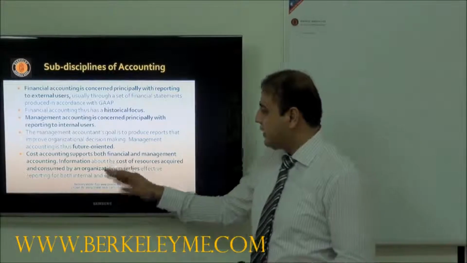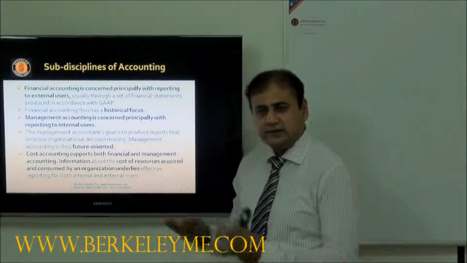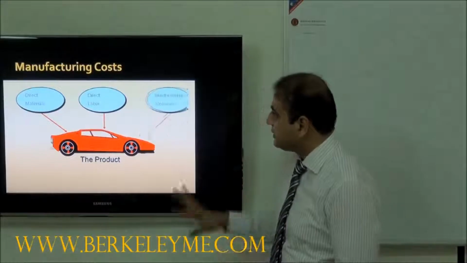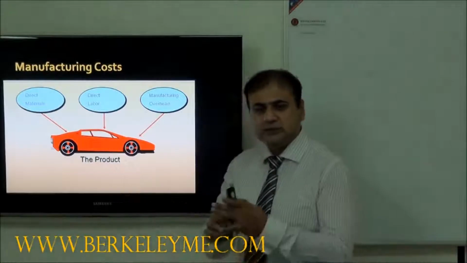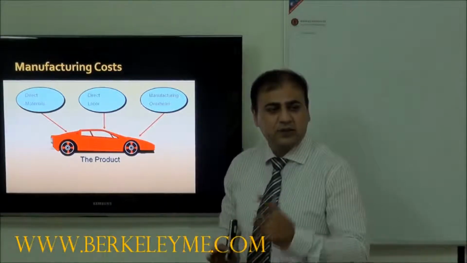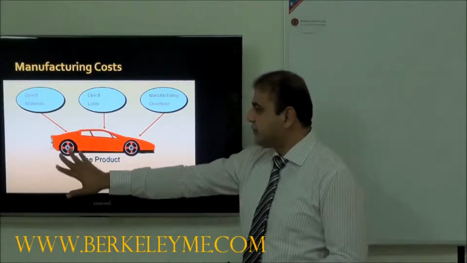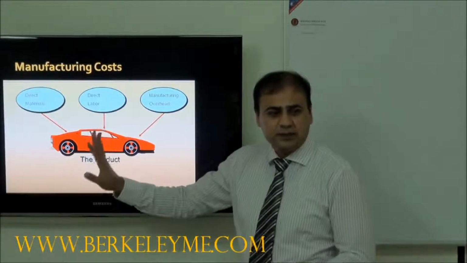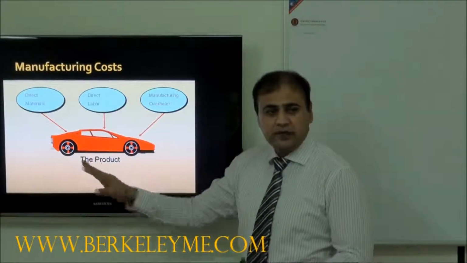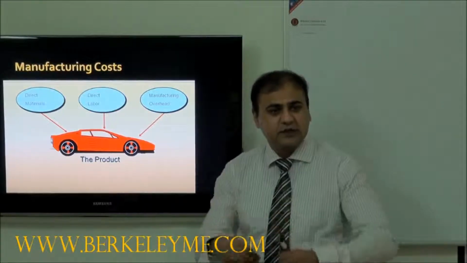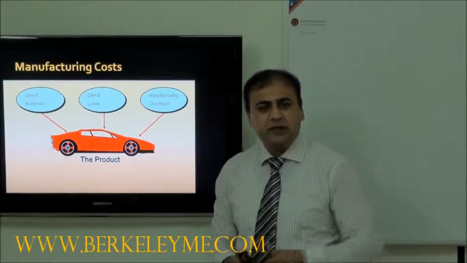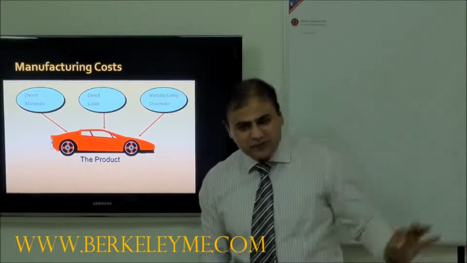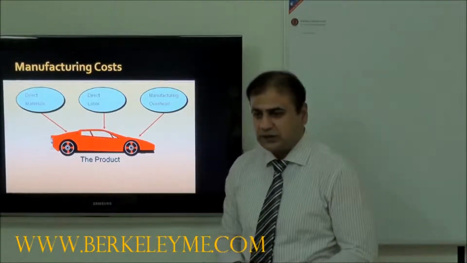And cost accounting supports both financial and management accounting. Now, for any product, suppose this is a car, this is a controller, this is a chair, we can classify it broadly into three components. The first component is that every product is made up of material. And then obviously material will not automatically join, we need someone, labor. Even if we have an automated plant, we still need someone to turn the button on and off, so we need labor for this.